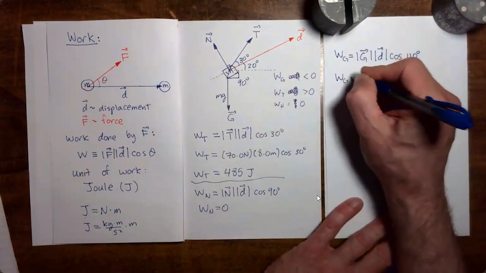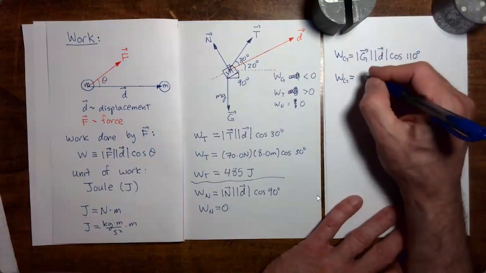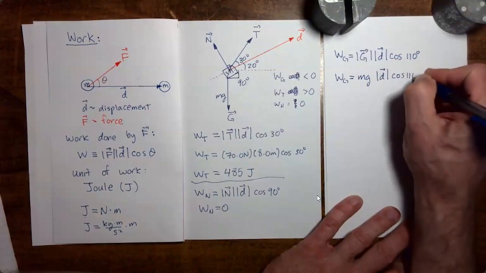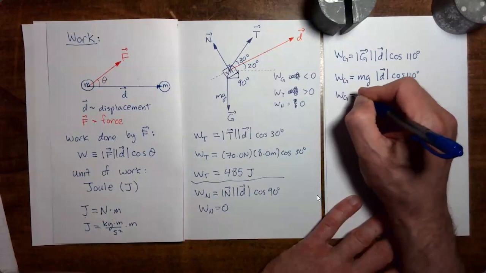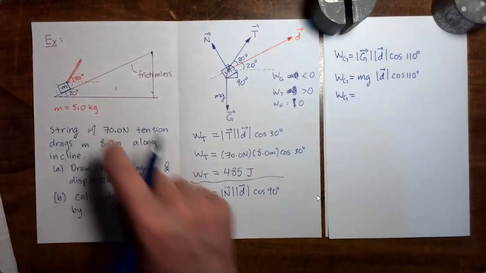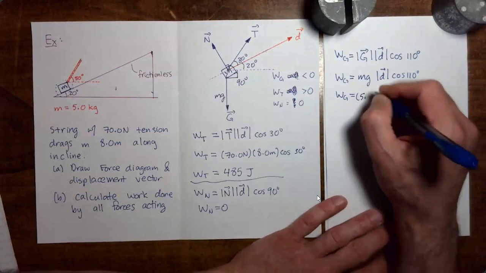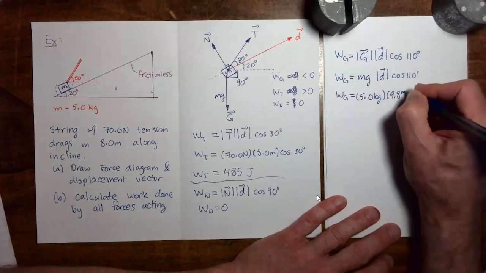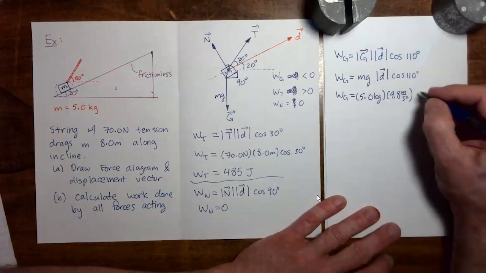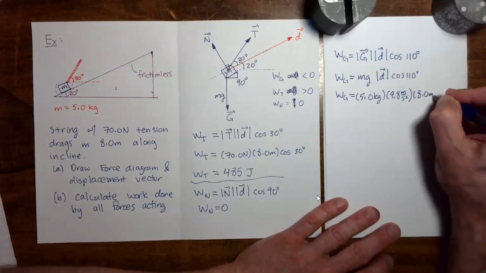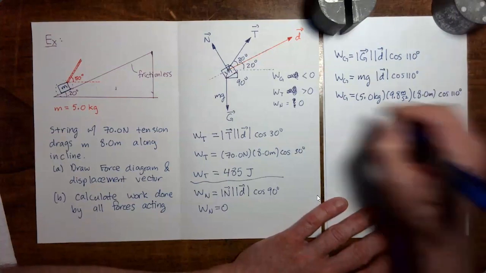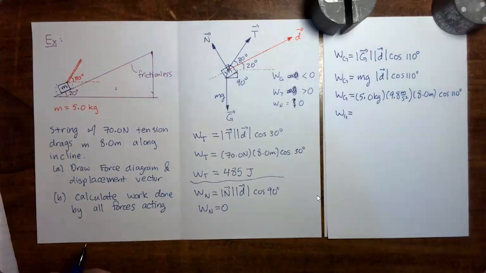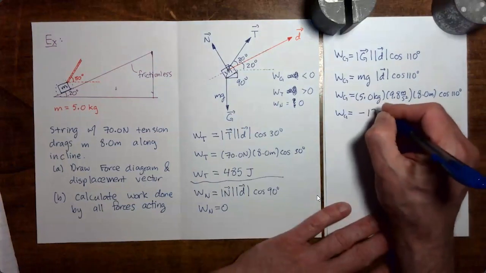So let's just keep going. The magnitude of the gravitational force is mg. Then we have magnitude of the displacement, cosine 110. The mass was given as 5 kilograms. Little g, as usual, 9.8 meters per second squared. Magnitude of the displacement, 8 meters. And we have cosine of 110. Okay, punching into my calculator, I get here minus 134.